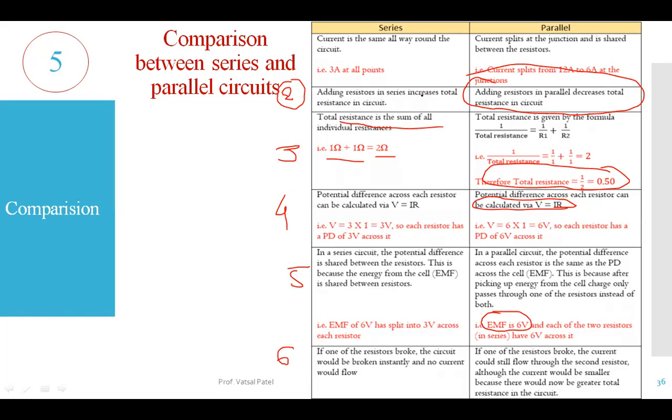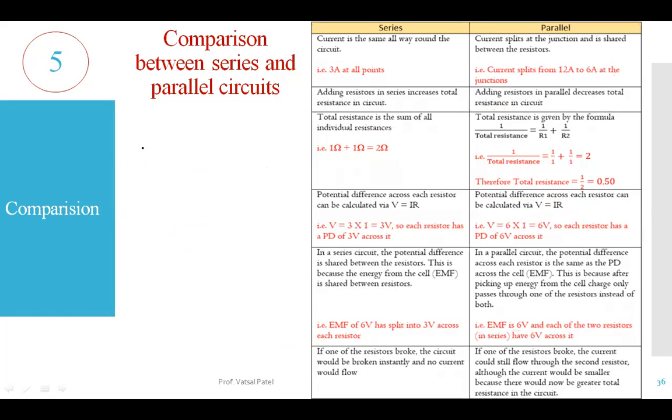See the fifth point, it is given over here. Like if you have a series resistance like this, you are giving, let's say, 6 volt over here, right? And let's say you have 1 ohm, 1 ohm resistance here. How much current is flowing over here? How much current is flowing in this series circuit?